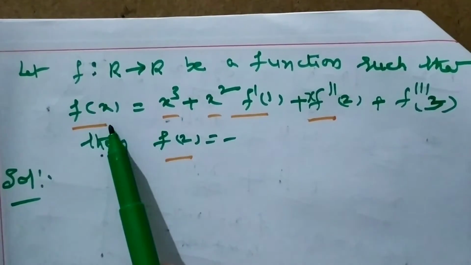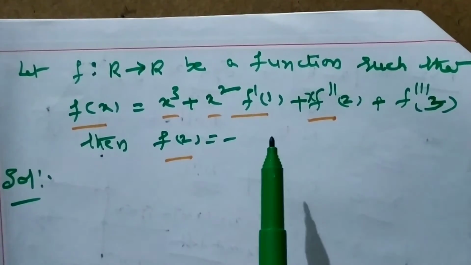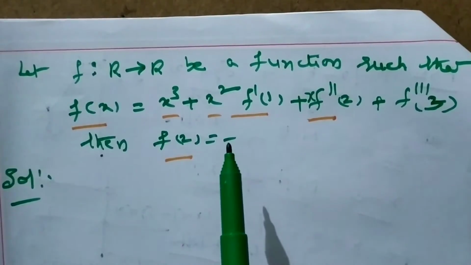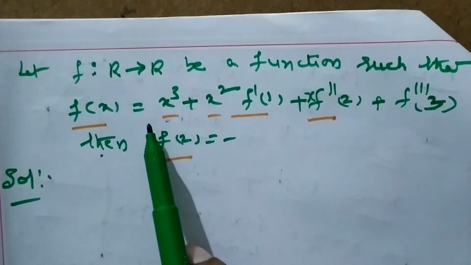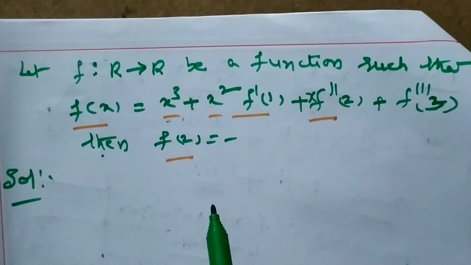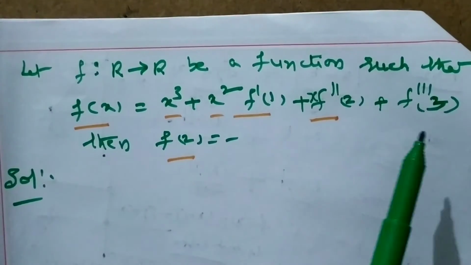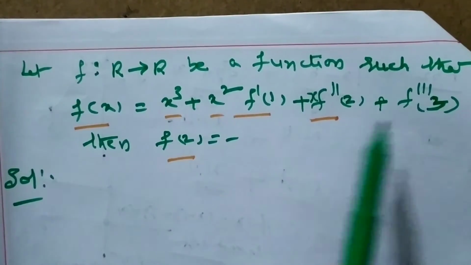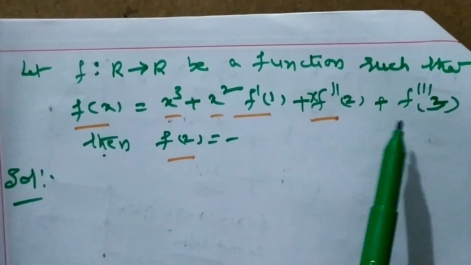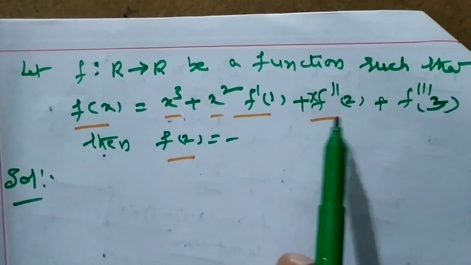So f(x) is given, but f'(1), f''(2), f'''(3) are not known. This means we have no f(x) directly, but by using the parent equation we need to find f(x). How is it possible? Whenever we know f', f'', f''', then only we know f(x). So f(x) completely depends on the derivatives of these functions, so we need to find these values.